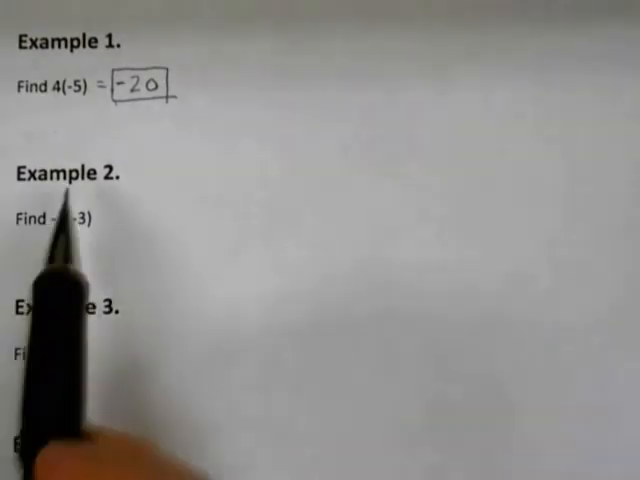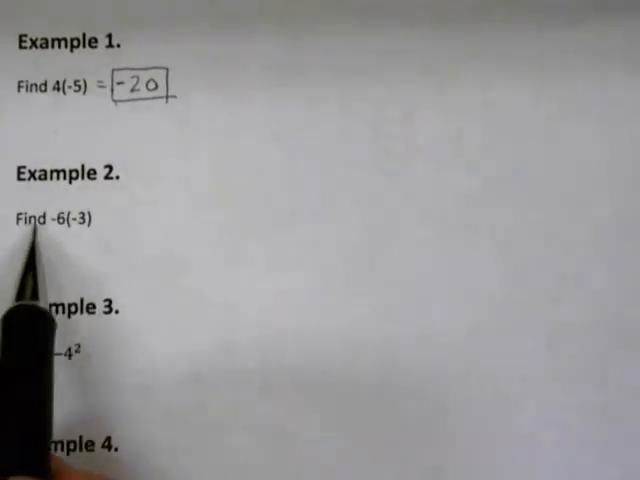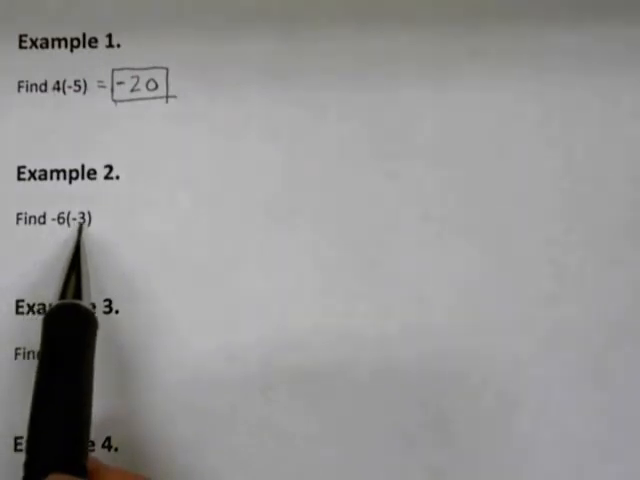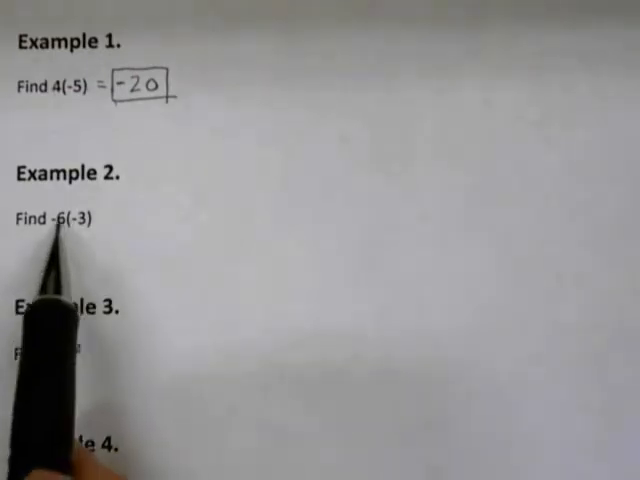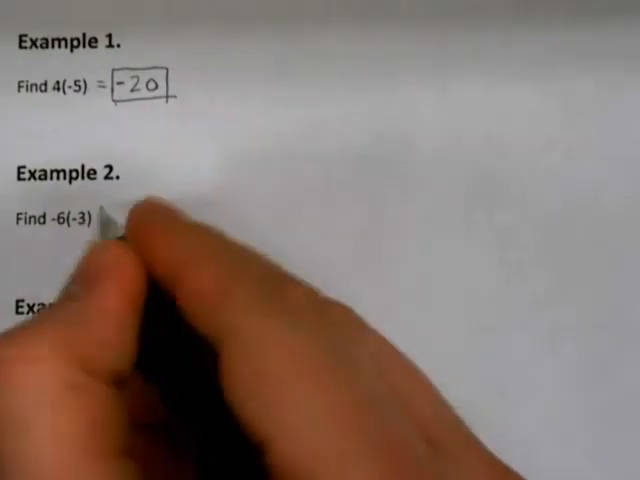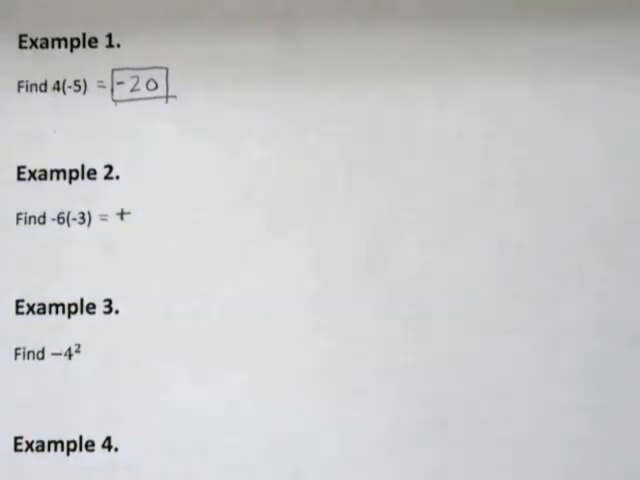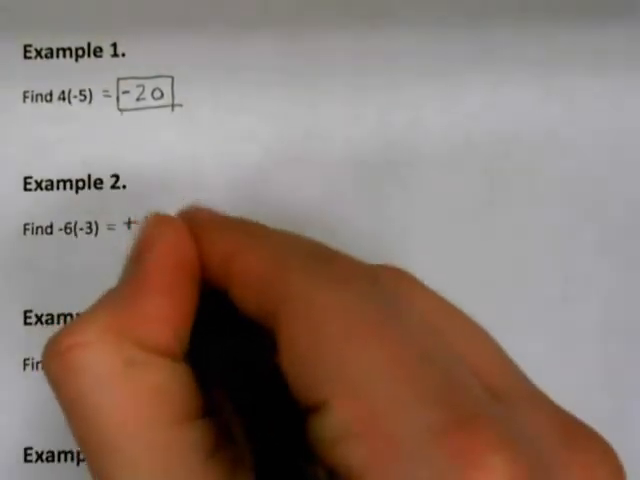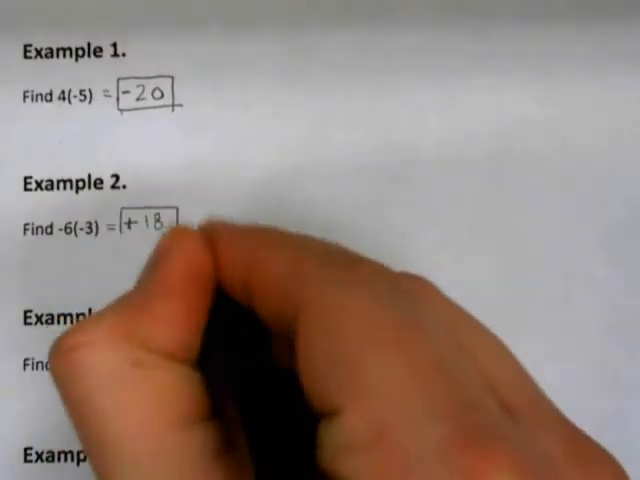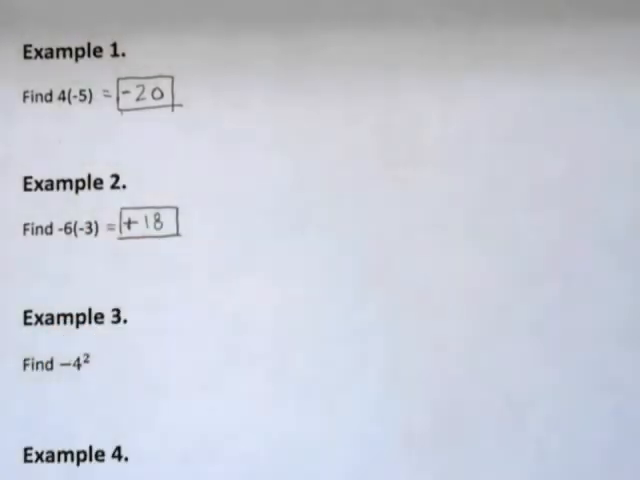Example 2, let's do this one. Find negative 6 times a negative 3. Remember, these are the same sign, so our answer is going to be a positive answer. You can put a plus here if it helps you, or you don't have to put anything. And then simply 6 times 3 is 18. So negative 6 times a negative 3 is a positive 18.